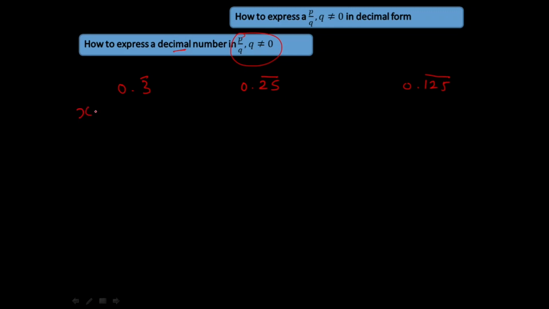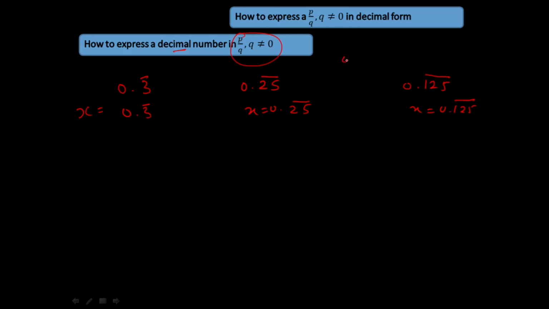First step is just assume x equal to 0.3 bar, and the same will happen with all three questions. Assume x equal to the given question. Now the very first condition you have to be aware of is that after the decimal, digits must start repeating. Check here, is it so? After the decimal, are the digits repeating? Yes, after the decimal digits are repeating.